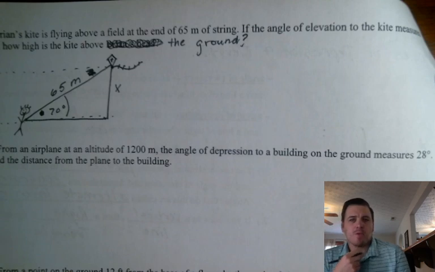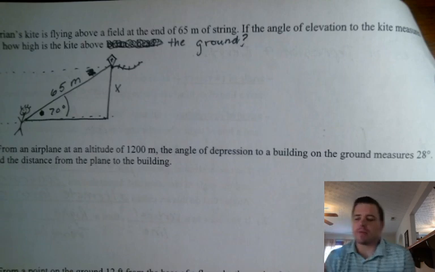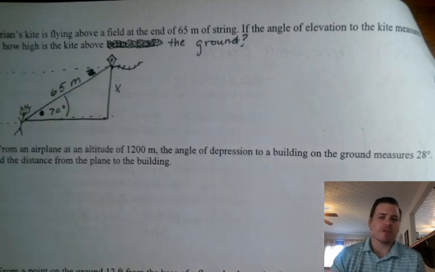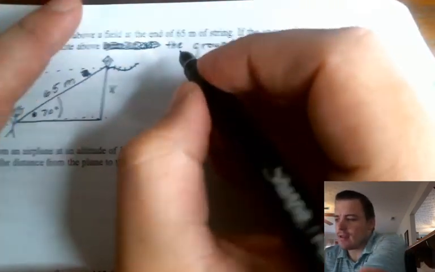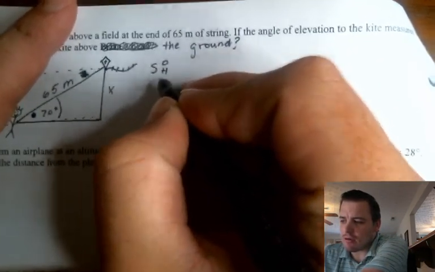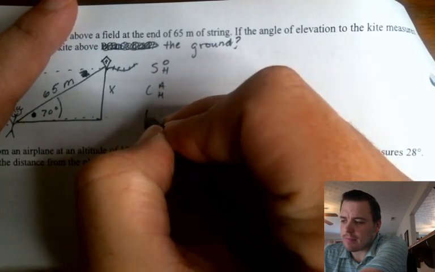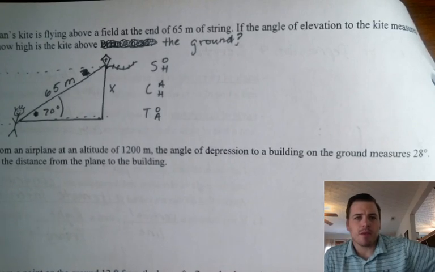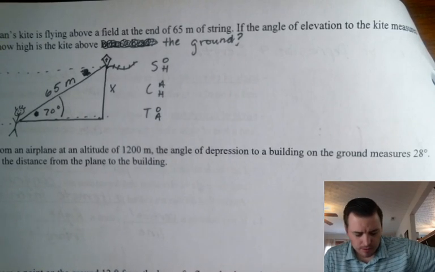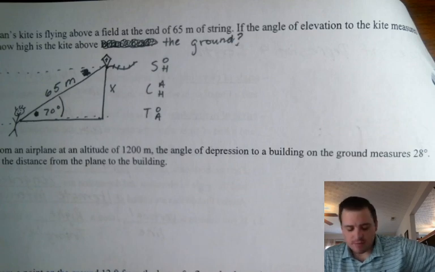Now, what are we going to use to determine x? What are we going to do to determine the height of the kite off the ground? We're going to use trigonometry. Okay? So, we know we have SOHCAHTOA. Theta, sine. All right?